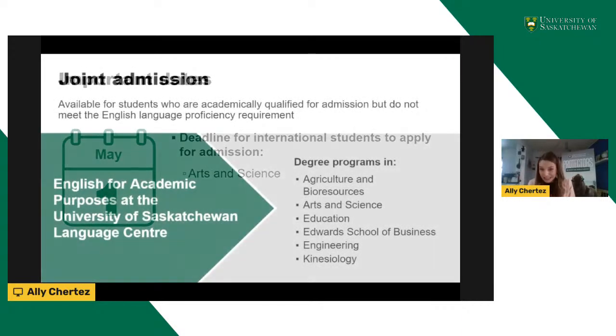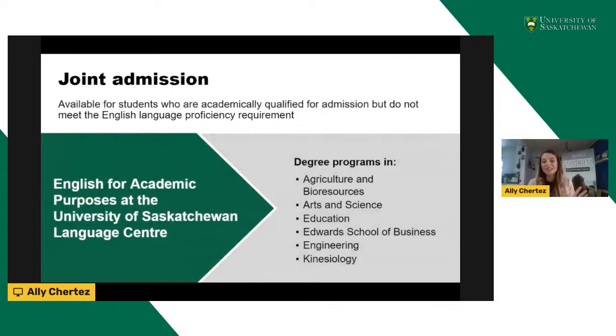And remember right at the beginning that I provided all of the contact information for USask, and the University of Saskatchewan Language Centre was oddly on that contact information. Here's why, folks. You may or may not know, we actually offer joint admissions for students that qualify academically for our programs but do not meet the English language proficiency requirements.